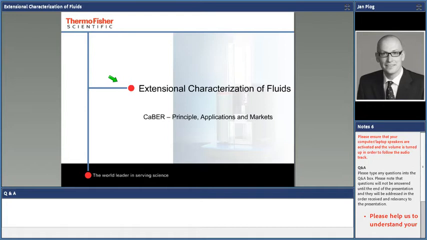I work here in our Karlsruhe headquarters for the MC material characterization business of Thermo Fisher Scientific within applications for rheology. And the topic of today's webinar is the extensional characterization of fluids, basics of fluid characterizing with extensional devices, mainly the CaBER I'm going to talk about, CaBER for capillary breakup extensional rheometer.